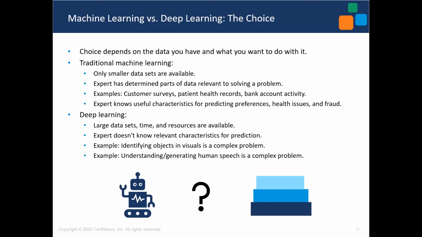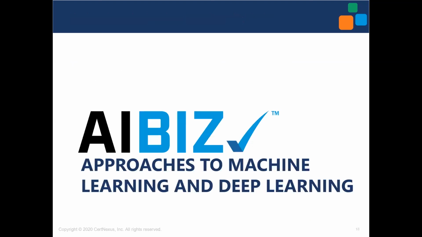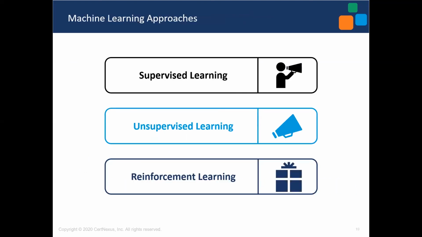Deep learning is going to be for really much more complex problems. A lot of times it's text to speech or speech to text. So you're talking about more, we'll call natural language processing and other types of uses for deep learning. Again, bigger data sets and bigger problems to solve for. So we're going to talk about some of the approaches to machine learning and deep learning.